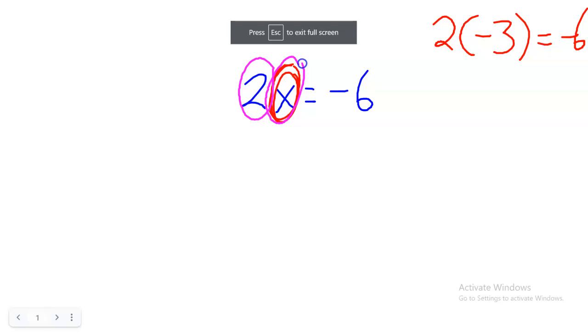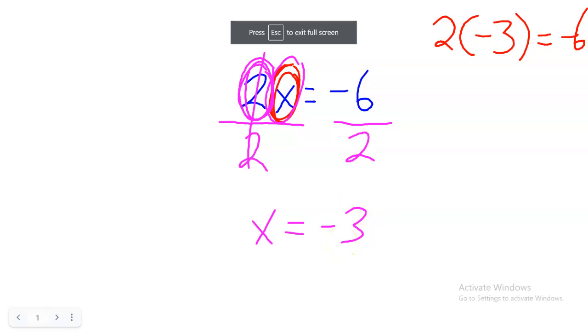Okay, so if they're being multiplied together, and I want to perform the inverse operation of multiplication to undo that, the opposite of multiplication is division. So I want to find a number that I can divide this 2 by so that I just get 1. So if you think about that, what number divided by 2 is equal to 1? Well, that's just 2. Because 2 divided by 2 is equal to 1. And whatever I do to one side, I have to do to the other, so those cancel out. And I'm left with x is equal to -6 divided by 2 is -3. Okay?